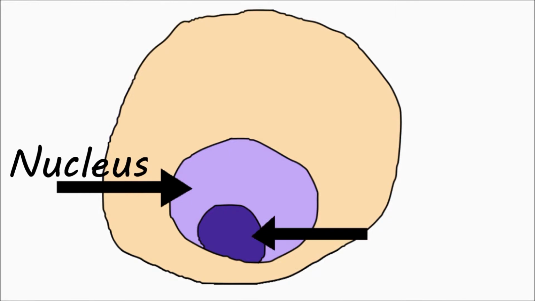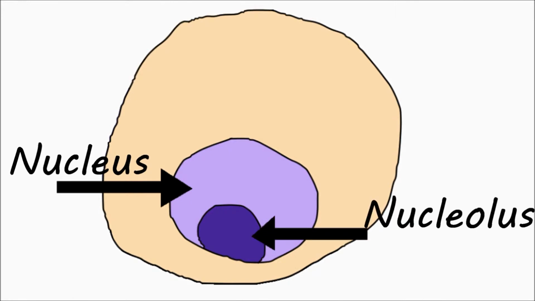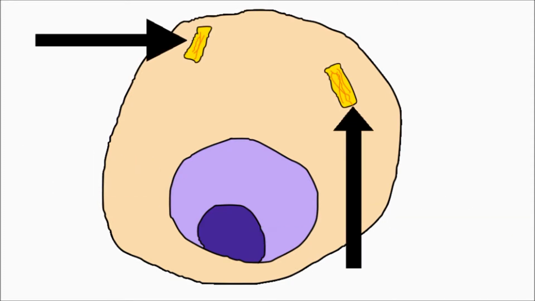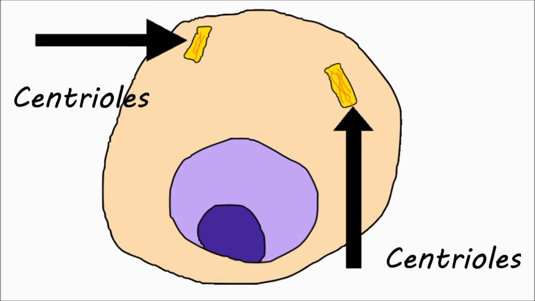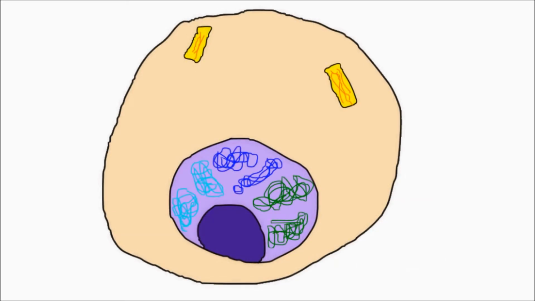Inside the nucleus is this guy, the nucleolus. It is responsible for making ribosomes that are later sent out into the cell. These are the centrioles. They create mitotic fibers which are very important in the process of mitosis.